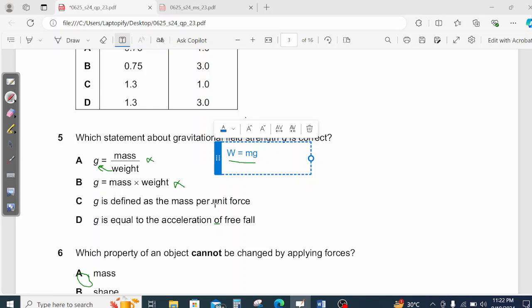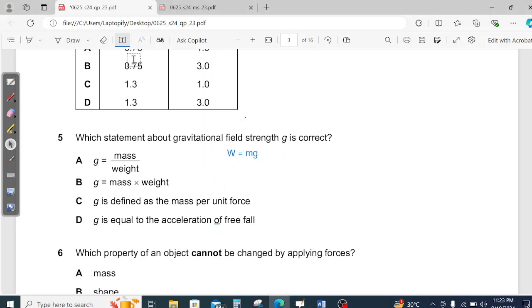g is defined as mass per unit force. No, this is not any formula. g is equal to the acceleration of free fall. Yes, when a body is falling vertically downward, then the acceleration of that object is the free fall acceleration. It depends upon the value of the gravitational acceleration of the planet towards which the body is moving. So in case of Earth, the value of g is 9.81 meter per second square, and in case of Moon, it is reduced 6 times. So in case of Moon, the value of gravitational acceleration is 1.67 meter per second square.